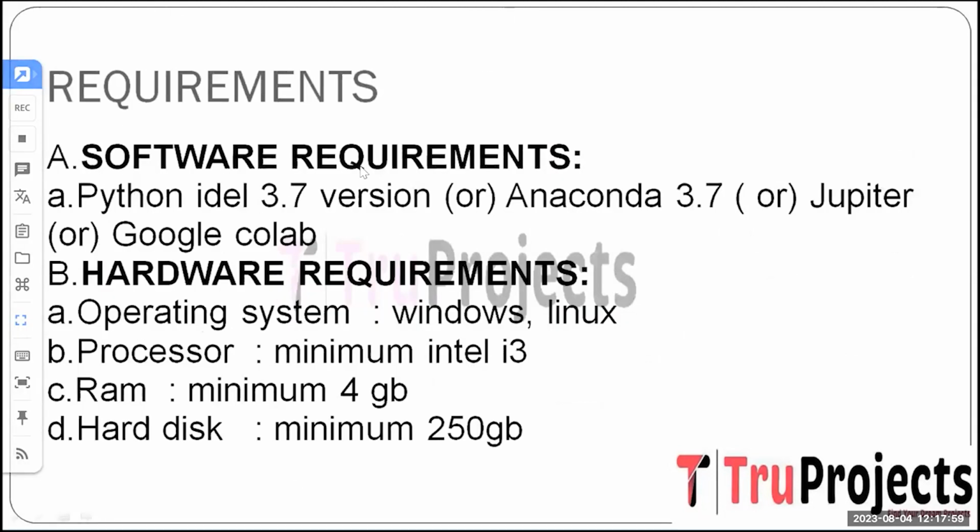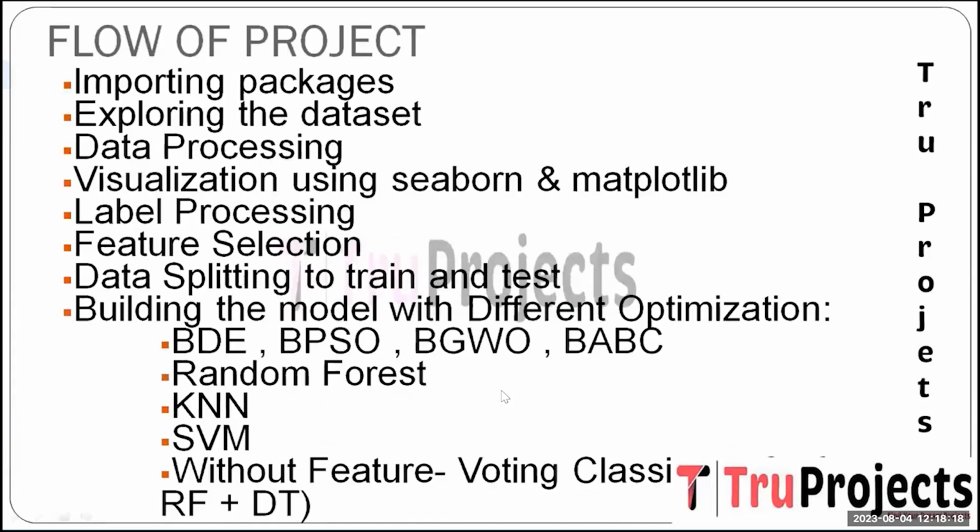And these are the basic requirements that are needed to build this project. The software requirements are Python IDLE with version 3.7, Anaconda with version 3.7 and Jupyter Notebook. Hardware requirements are operating system as Windows, processor of minimum Intel i3, RAM of minimum 4 GB, hard disk of minimum 250 GB. And to know about the flow of the project, these are the steps we need to discuss.